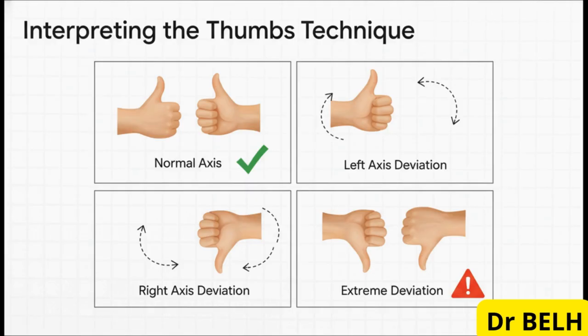Is your left thumb up, but your right thumb is down? Well, they've left each other, so that's left axis deviation. What if your left thumb is down and your right is up? They're pointing right toward each other. That's right axis deviation. And if both thumbs are down, that's extreme deviation, something you'd see in a really serious situation.